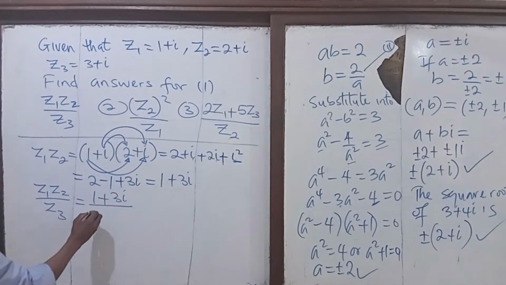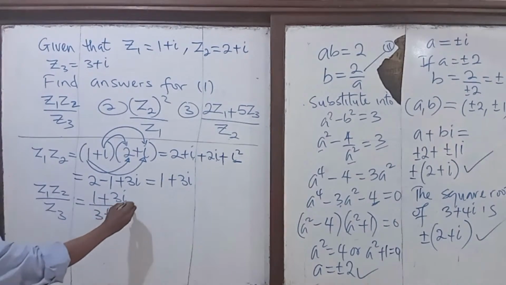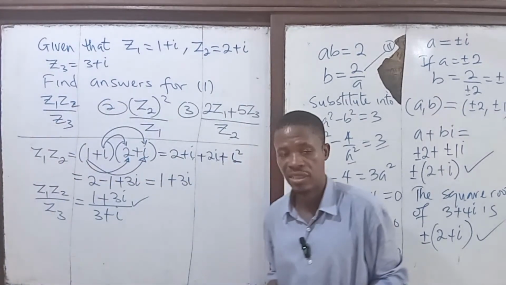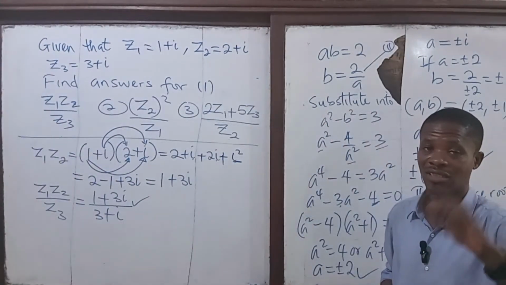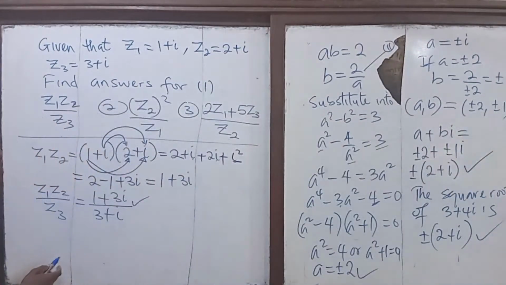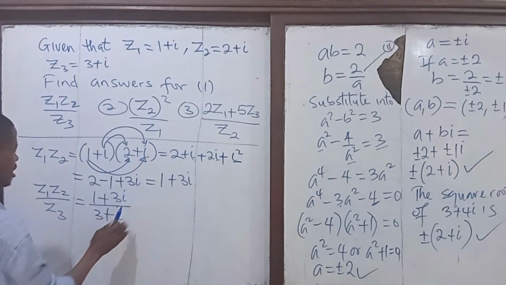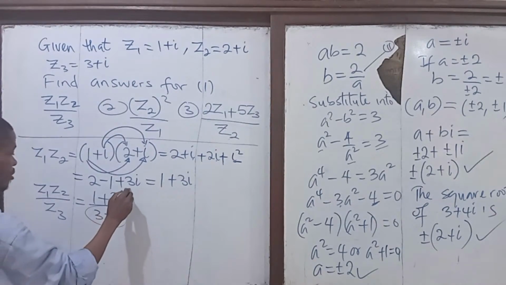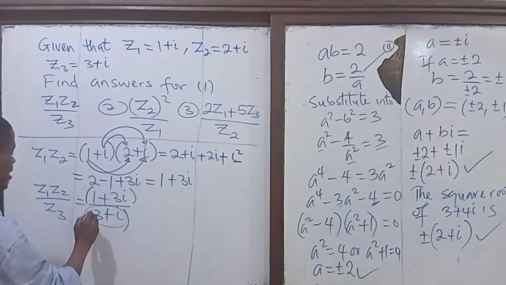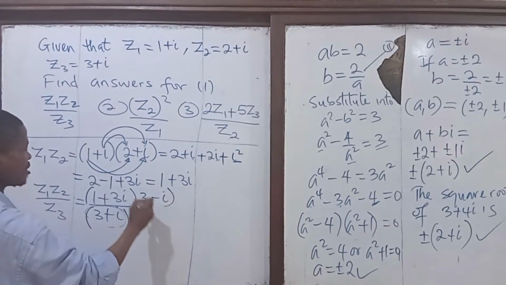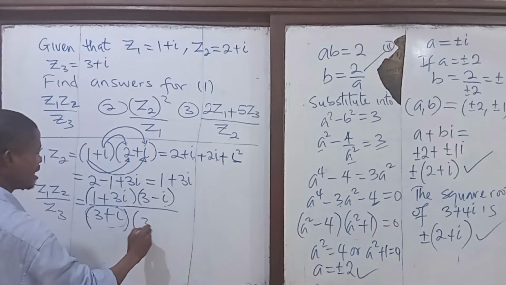Let's now do Z1 Z2 over Z3, which will be 1 plus 3i over my Z3, which is 3 plus i. That's now a division of two complex numbers, which we have done before. When you have a division of two complex numbers, what you do is to get the conjugate of the denominator and use it to multiply the top and the bottom. The conjugate of the denominator is 3 minus i.